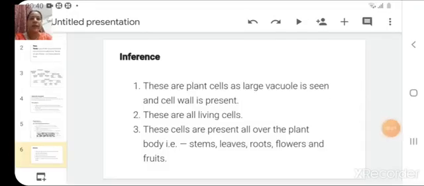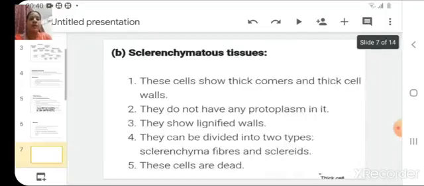Then you will write the inference, and in the inference we will write only main points. The first point here is these are plant cells as a large vacuole is seen and a cell wall is present. Second, these are all living cells. And the third point is these cells are present all over the plant body, that is stems, leaves, roots, flowers and fruits. Now come to the second type of tissue, that is sclerenchymatous tissue.